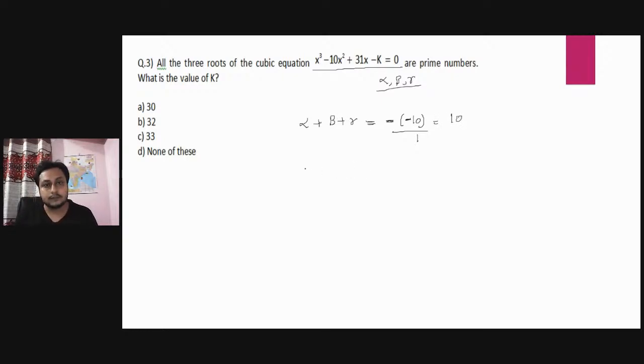Now the sum of the roots taken two at a time basically means alpha beta plus beta gamma plus gamma alpha, right? So this should be plus 31 by 1, which means 31. Got it? The product of the roots taken three at a time means alpha beta gamma. This should be minus of the constant term, that is minus k by 1. So it comes out to be plus k.